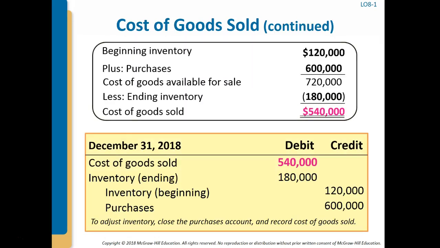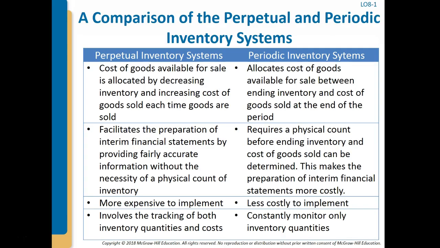Now this journal entry combines the components of cost of goods sold into a single expense account and updates the balance in the inventory account. It adjusts the inventory account to the correct period end amount, closes the temporary purchases account, and records the residual as cost of goods sold. Beginning inventory plus net purchases during the year is the cost of goods available for sale.